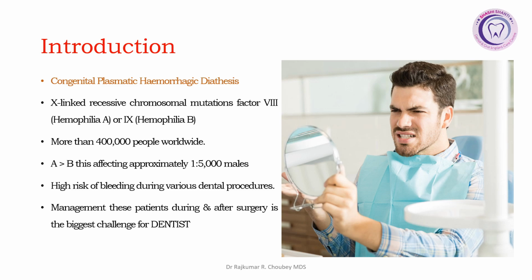Hemophilia is the congenital plasmatic hemorrhagic diathesis. It is an X-linked recessive disease which occurs due to a chromosomal mutation in factor 8, called hemophilia A, and factor 9, called hemophilia B. Worldwide, more than 4 lakh people are affected with hemophilia. Type A is more common as compared to type B, affecting approximately 1 in 5,000 males.